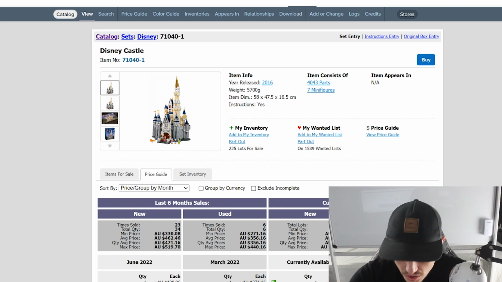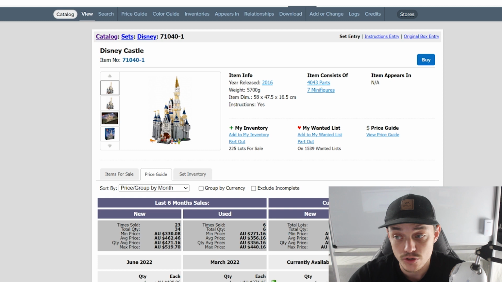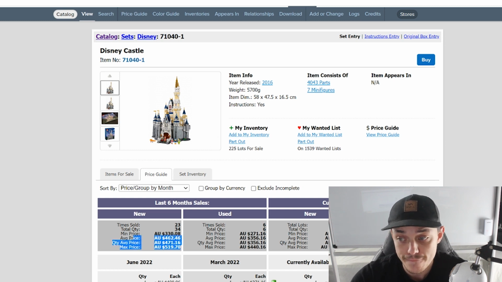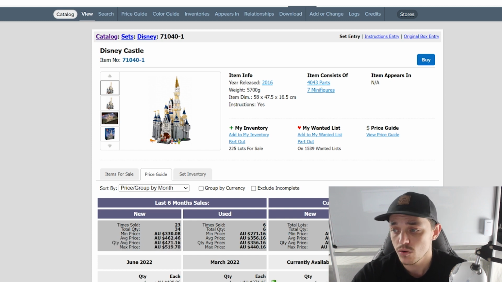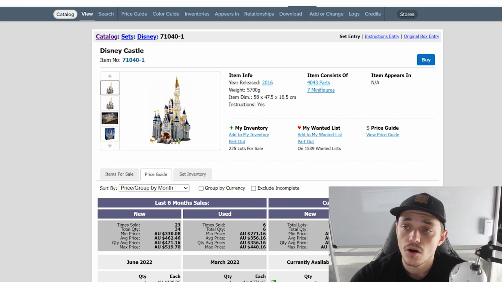Not too high. So the next thing we're going to be looking at is the value on the secondary market. So we can see right here on Bricklink, over the last 6 months, the average price has been about $462, so about $38 less than retail, which is fine. That's usually about average. It usually does sell for a little bit below retail when it is out on Bricklink.